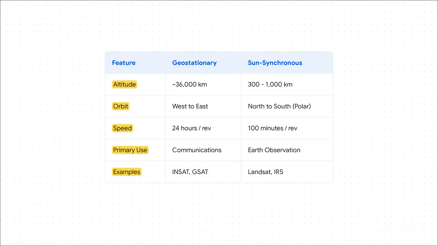And this table really lays out the difference, doesn't it? I mean, just look at the altitude. Geostationary satellites are way up there at 36,000 kilometers, taking a whole day to go around once. Sun-synchronous satellites are much, much closer, and they whip around the Earth in about 100 minutes. And this difference in height and speed directly leads to what they're used for. One is for constant communication, and the other is for getting a detailed look at our planet.